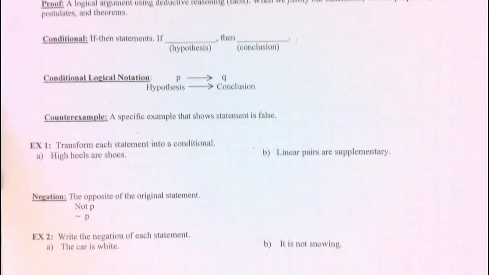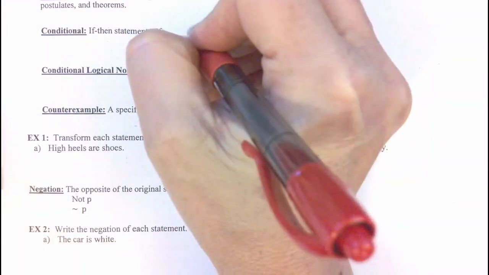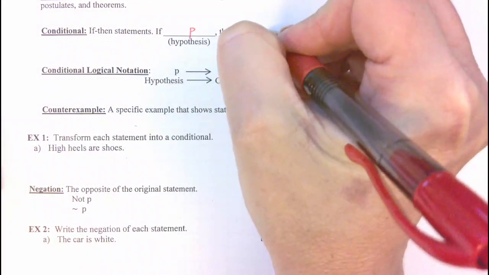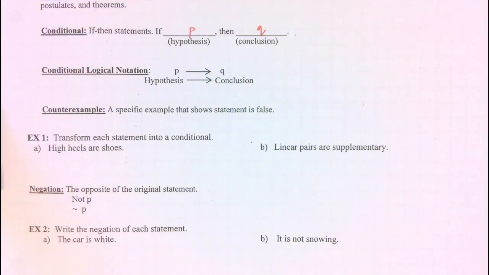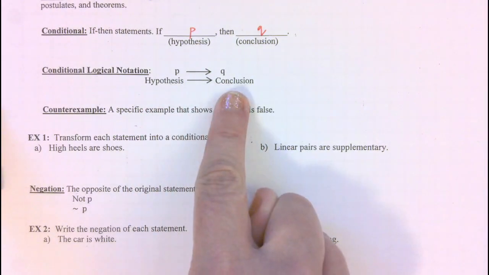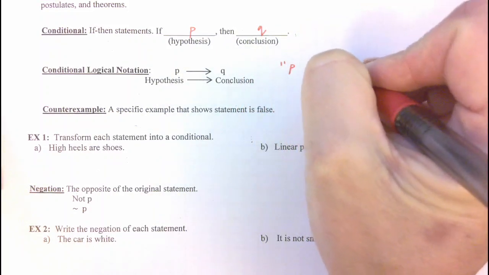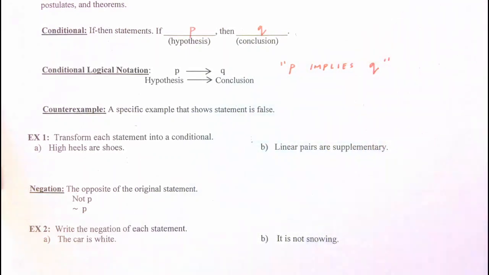Okay, we see a lot of conditional statements. A conditional statement is an if-then statement. So we're taking a statement and just rewriting it in this structure. If our hypothesis, then our conclusion. Often we use the letters P for hypothesis and Q for our conclusion. So when we're looking at our logical notation, if we're writing things shorthand, we're saying P implies Q. Our hypothesis implies our conclusion. Let me write that to the side. So P implies Q. Our hypothesis implies our conclusion.